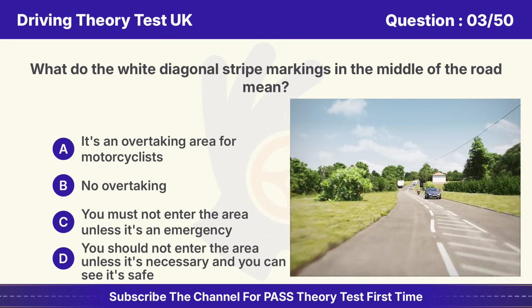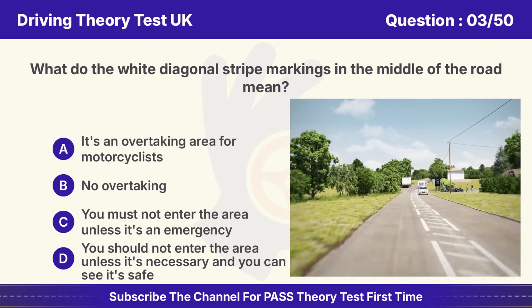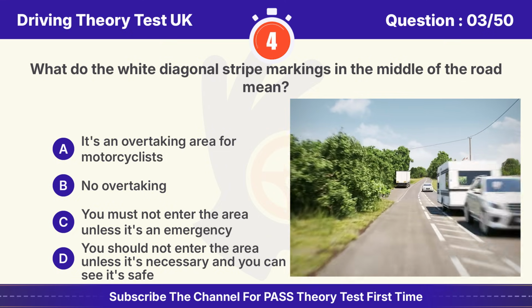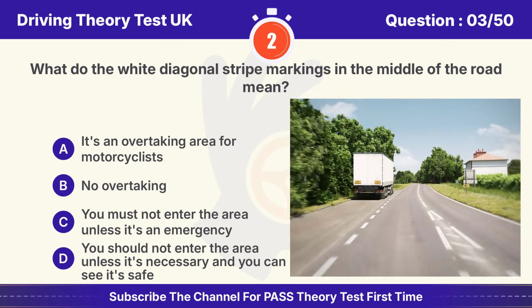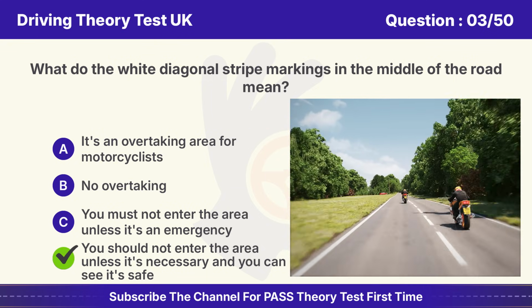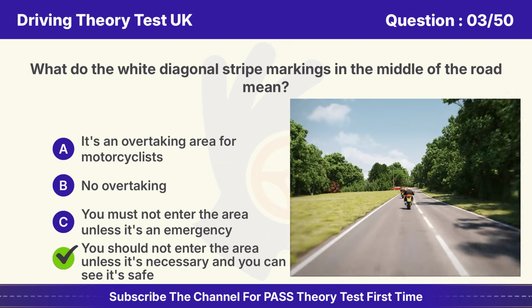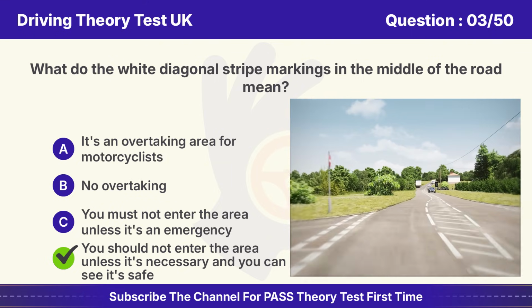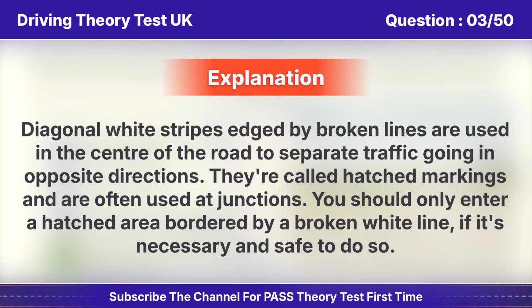Question 3. What do the white diagonal stripe markings in the middle of the road mean? Answer is D. You should not enter the area unless it's necessary and you can see it's safe. Diagonal white stripes edged by broken lines are used in the center of the road to separate traffic going in opposite directions. They're called hatched markings and are often used at junctions. You should only enter a hatched area bordered by a broken white line if it's necessary and safe to do so.